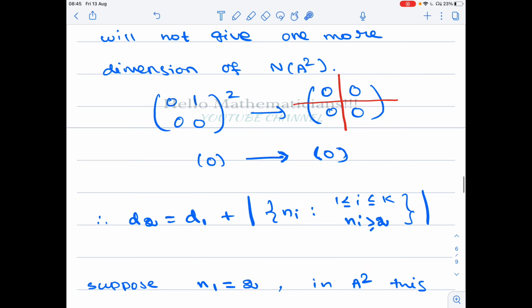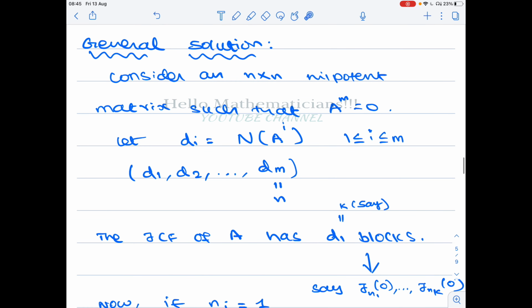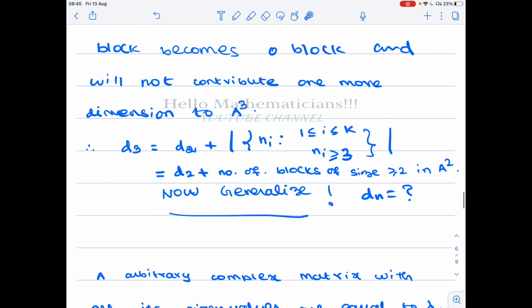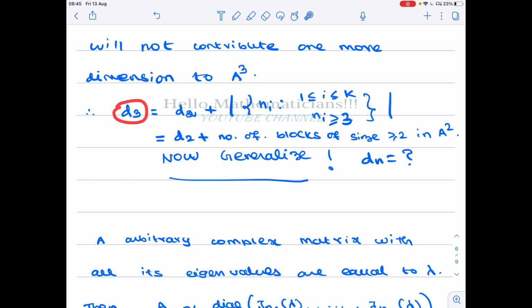You note that these n_i are the sizes of the blocks in the matrix A. So we get D3 equal to D2 plus the number of blocks of size at least 3 in A, or size at least 2 in A square. I think we don't need this, it might cause some confusion. So D3 equals D2 plus the number of blocks in A of size at least 3. With this observation we can solve this problem even for the arbitrary case, for any numbers.